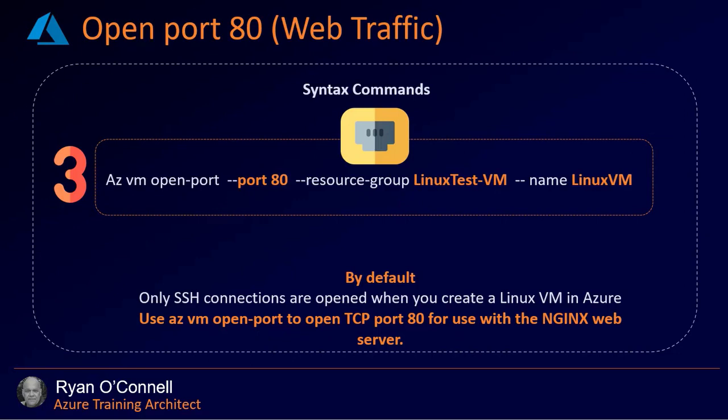Again, we want to open up port 80 on our virtual machine. The reason we need to open up port 80 is because if port 80 is not open, we can't connect to our Nginx web server. So we do need to open up that port so that when we do connect, the Nginx server allows that incoming connection.